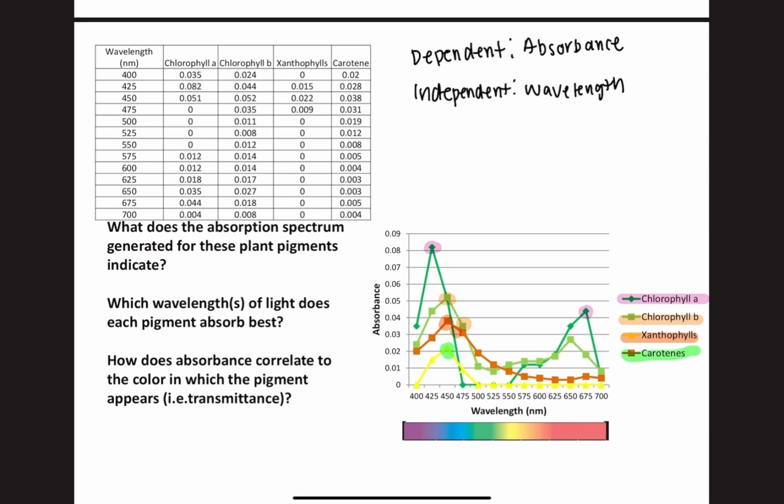So I just did want to clarify exactly how absorbance relates to color. A pigment appears a certain color because it reflects or transmits that color's wavelength, and then it absorbs the rest. So chlorophyll looks green because it does not absorb green light. It reflects it. It's actually absorbing violet, blue, and red. Our carotenes and xanthophylls look yellow or orange because they reflect those colors and then absorb blue/violet. So that's all for Lab 7.